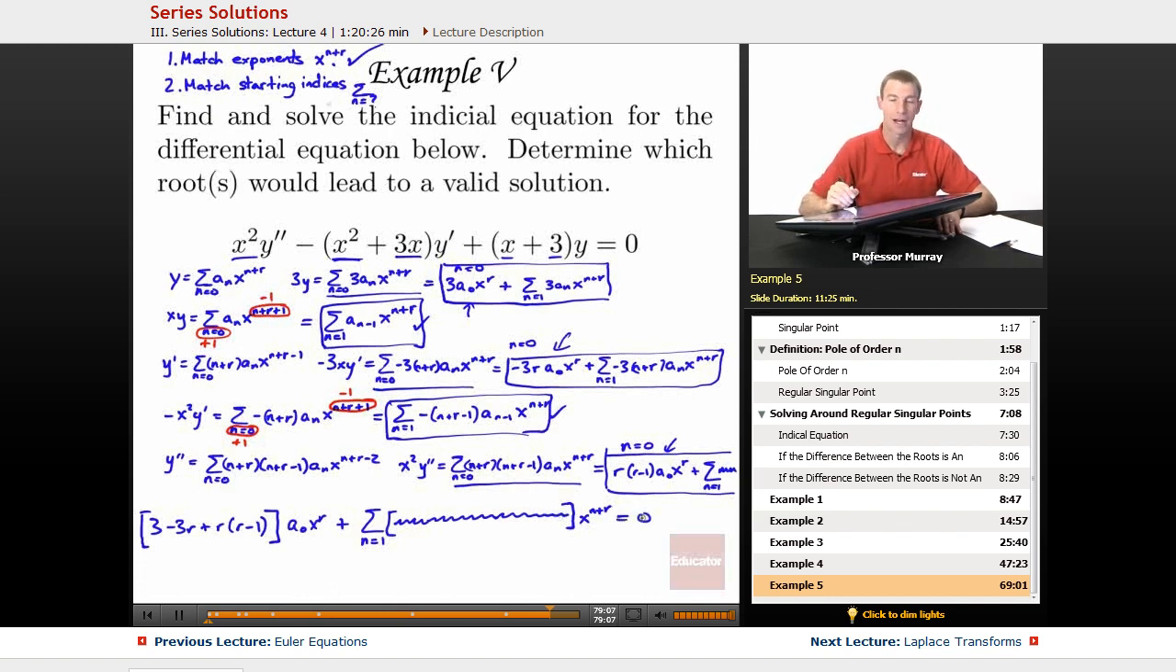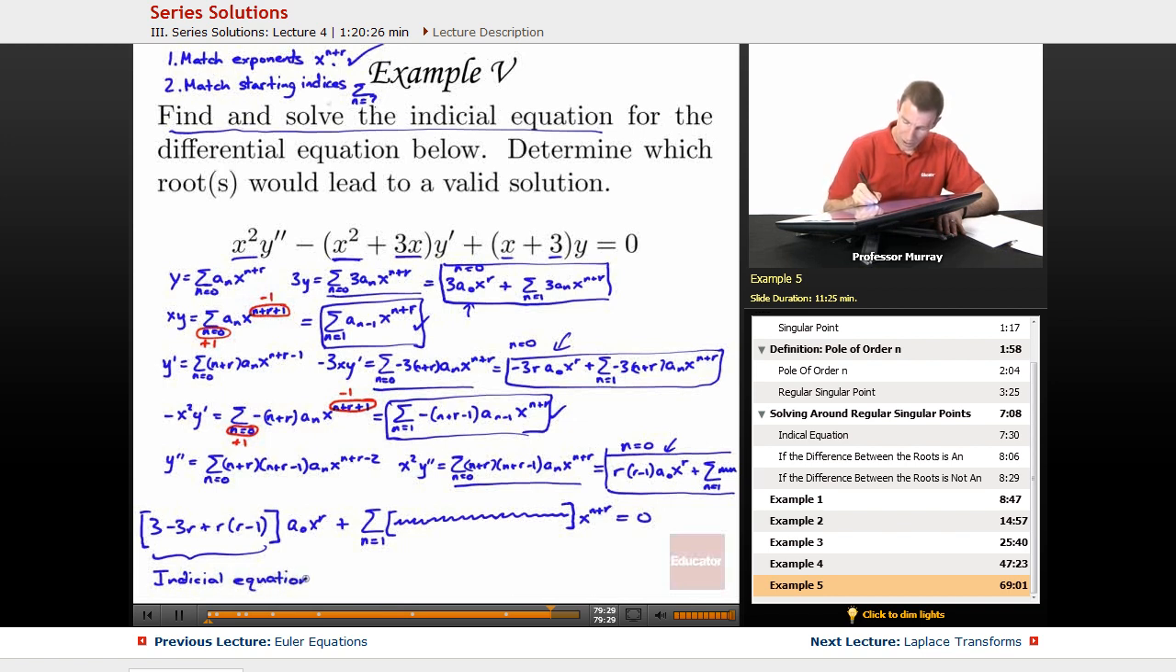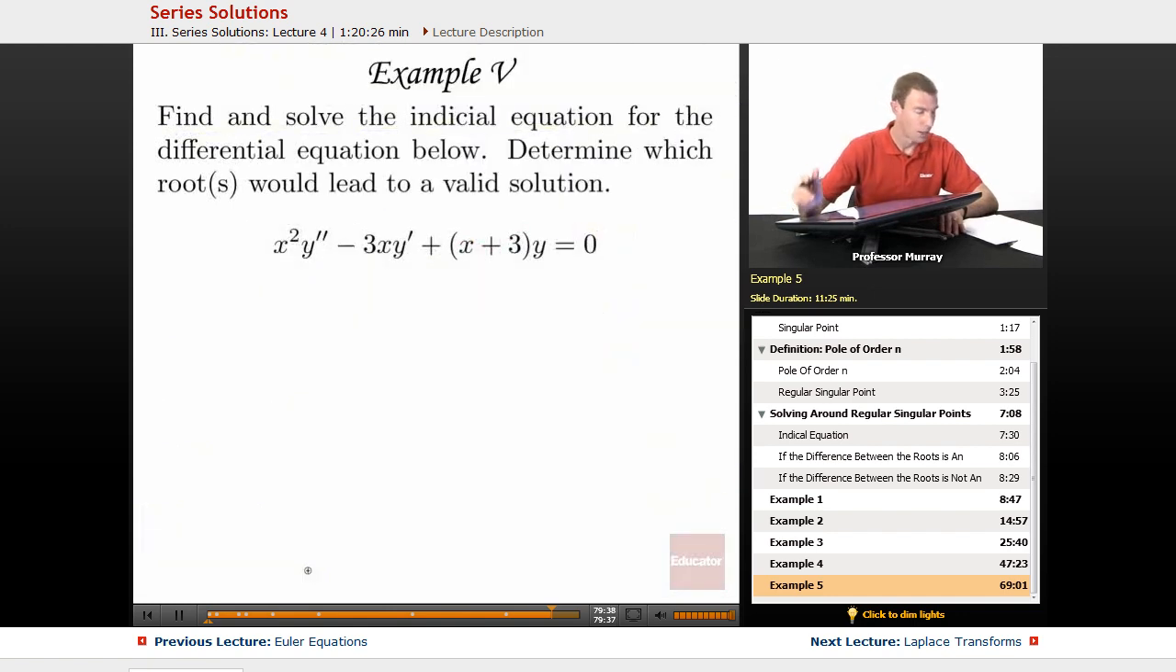And the reason I'm not going to bother is because of what the problem's asking me. The problem is just asking me to find and solve the indicial equation, and the indicial equation comes from this opening term right here. So this gives me the indicial equation. We're going to find that, we're going to solve it, and we're going to see which values of r would lead to a valid solution. So let's keep going with that on the next page.